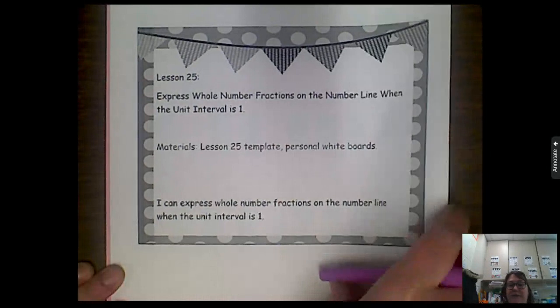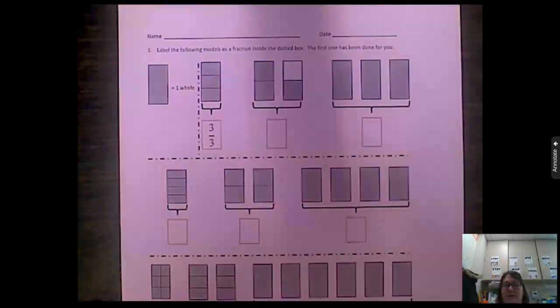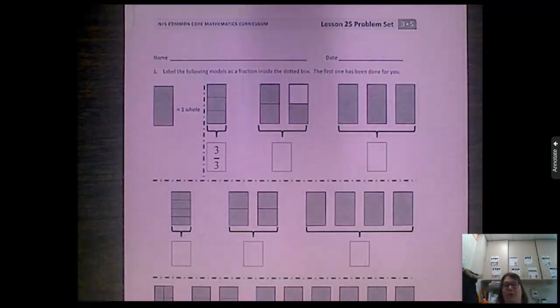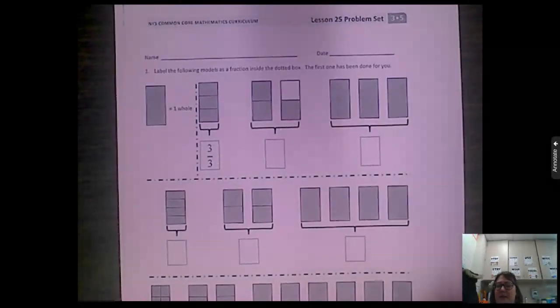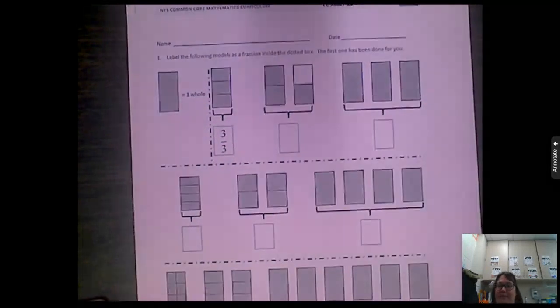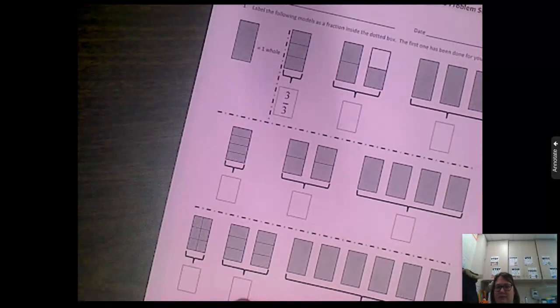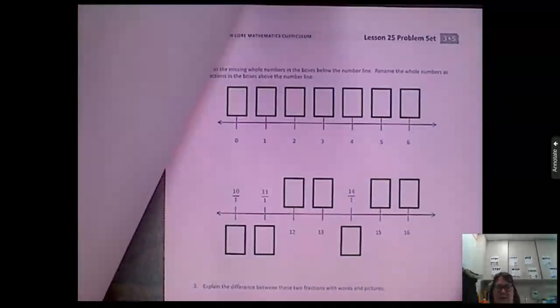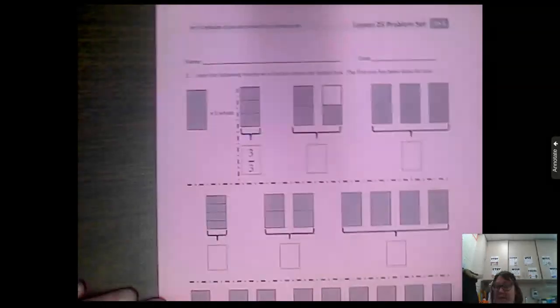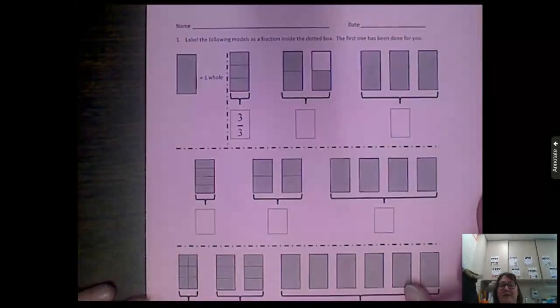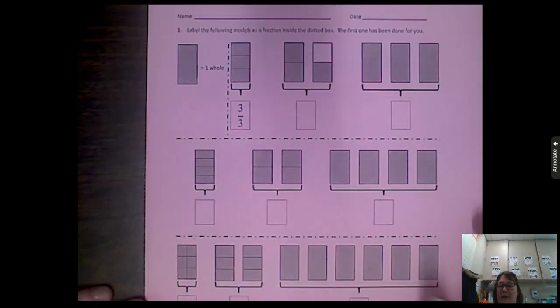Okay, so your lesson for today is lesson 25 problem set. And I don't know about yours, but for whatever reason, the lesson 25 didn't print front to back. So I have the front and then it's stapled to this one right here. Maybe yours is front and back, but for whatever reason, mine didn't copy like that. But that's okay. Put your name and date on your paper and then show me that you're ready to roll.